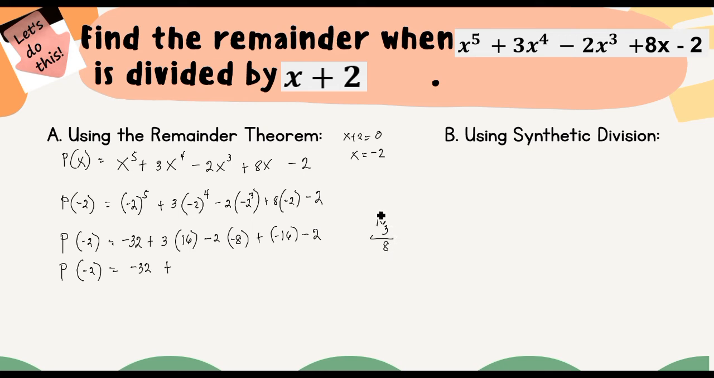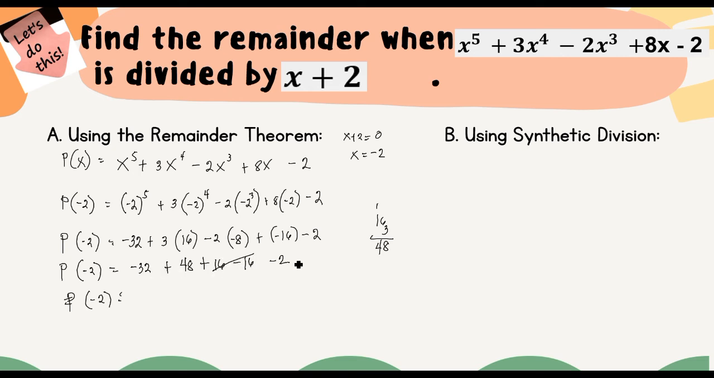So, magiging 18. Carry 1, 3, 4. So, 48. So, plus 48. Negative times negative, magiging positive. 8 plus 2 ay 16. Then, positive, negative 16 minus 2. Then, add natin, magiging P of negative 2 is equal to 16 minus 16, 0 na yan.